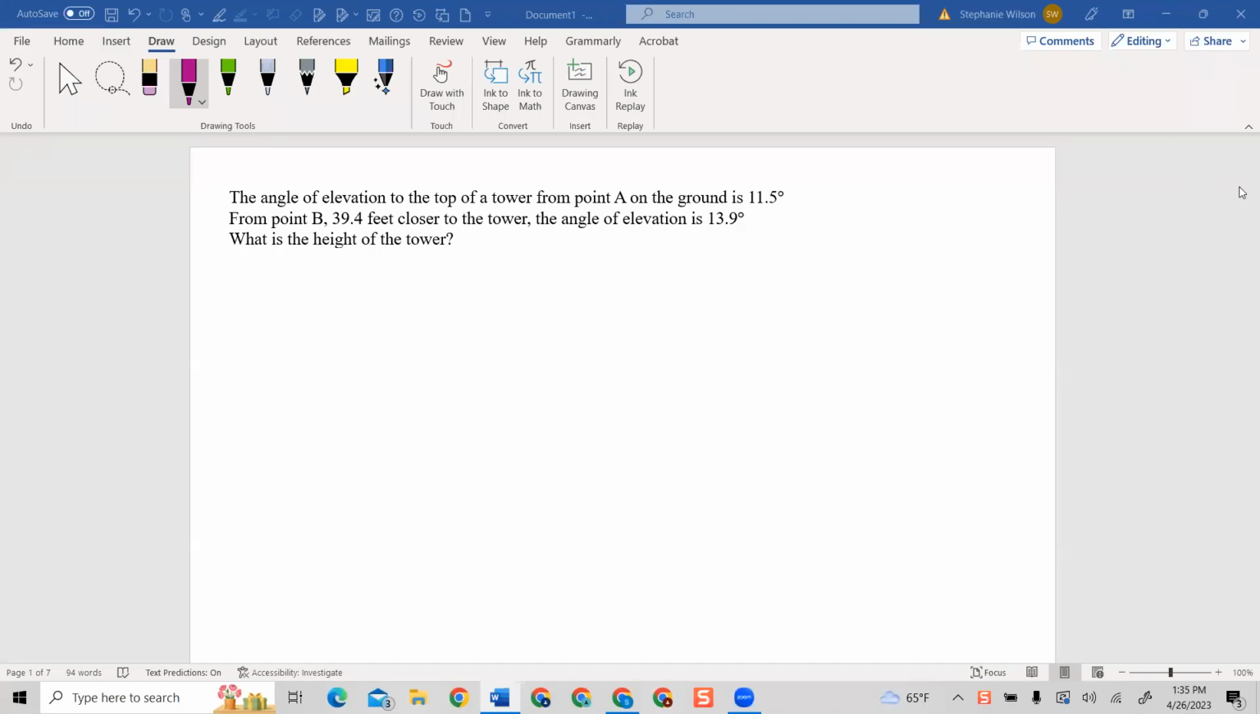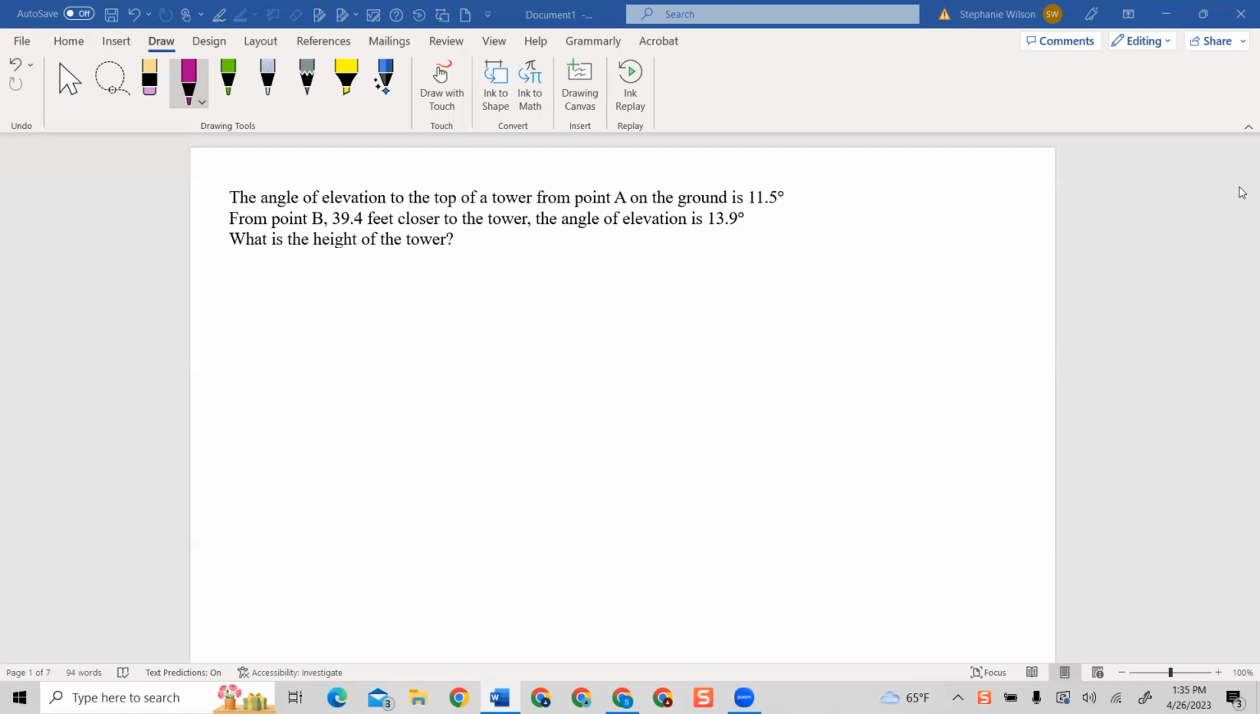So I want to do a little review over some questions on the Chapter 5 exam that might be helpful for you when you're reviewing for your final exam, or maybe answer some questions that you might have misunderstood during the exam. This one says the angle of elevation to the top of the tower from point A on the ground is 11.5 degrees. From point B, 39.4 feet closer to the tower, the angle of elevation is 13.9 degrees. It wants to know: what is the height of the tower?